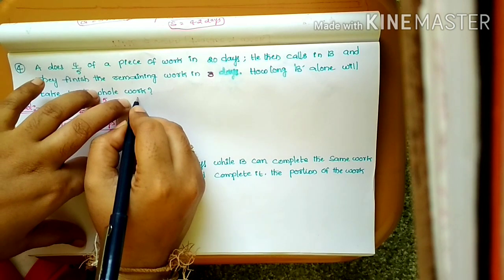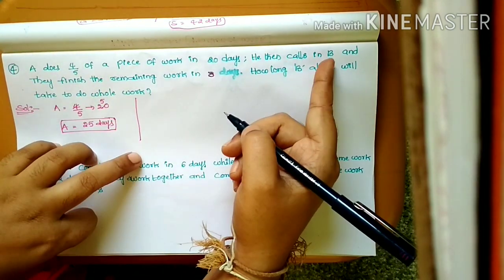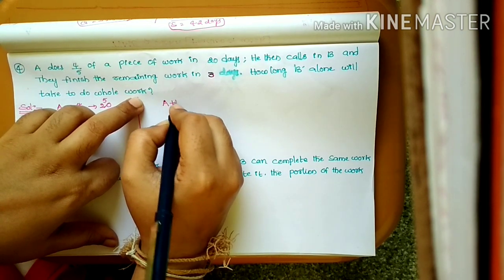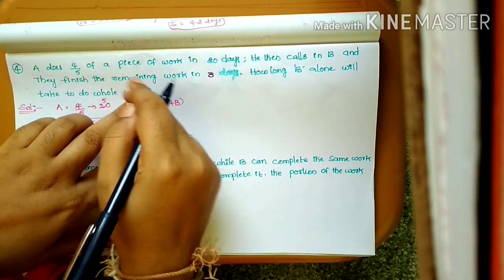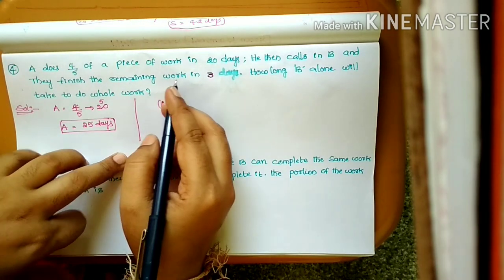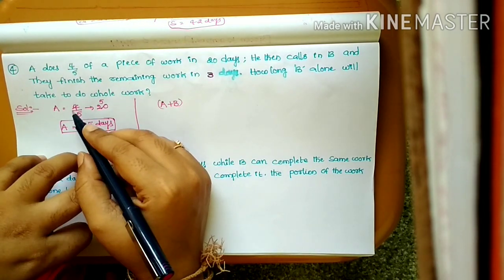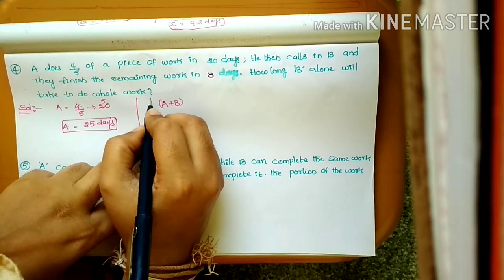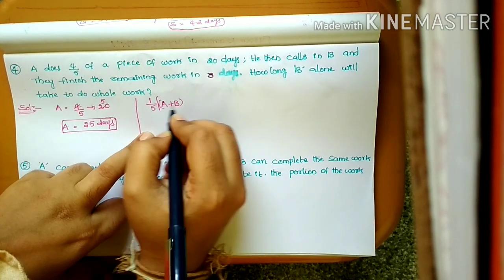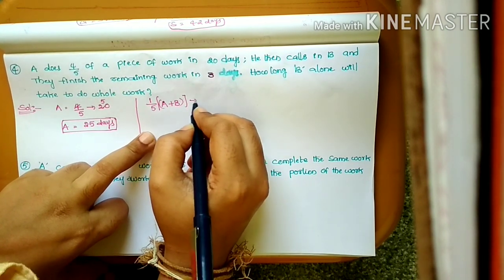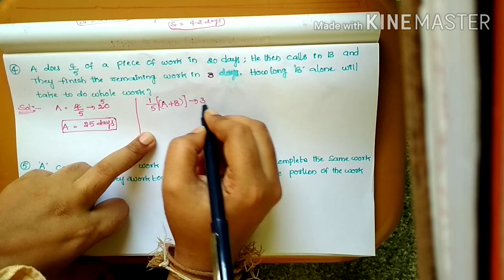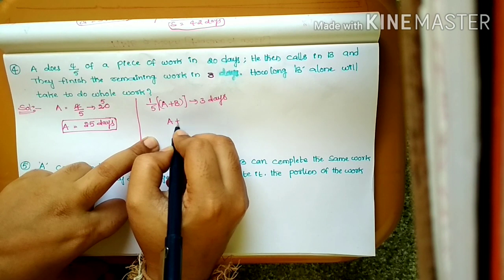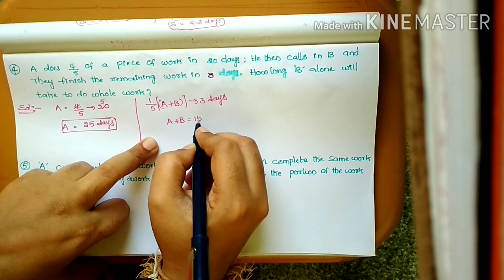Next, then he calls B. He completes the remaining work. Remaining work is what? Here A finished 4/5 of the work. Remaining 1/5. So 1/5 of the work is completed in 3 days. So A plus B is equal to 15 days.